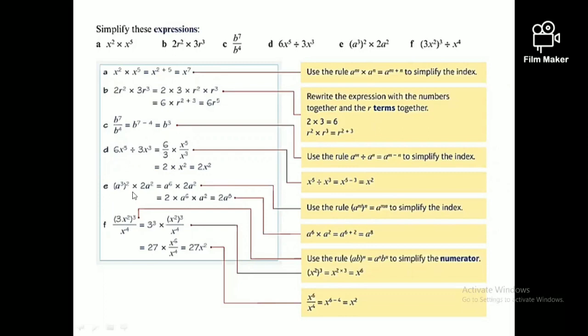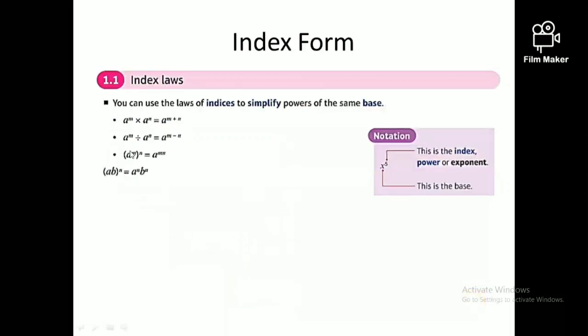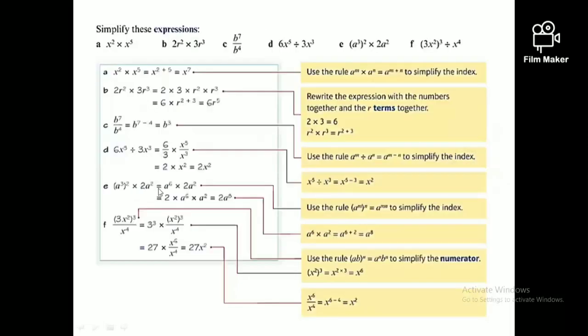This is the power of power theory. From this theory, you can apply this term as a to the power 3 into 2 is a to the power 6. Straightforward, you can write this as a to the power 6 into 2 times of a to the power 2. Right. Initially, I just apply power of power theory and I have obtained the answer a to the power 6.